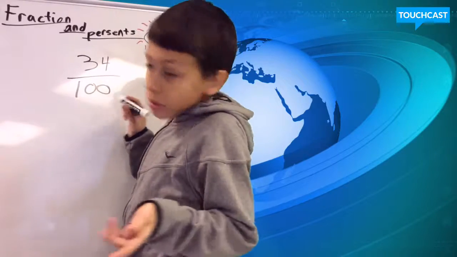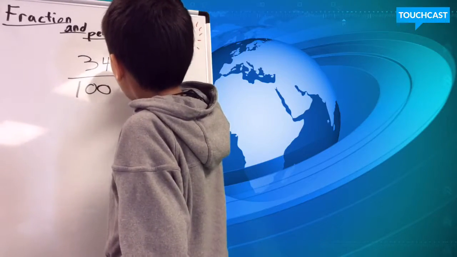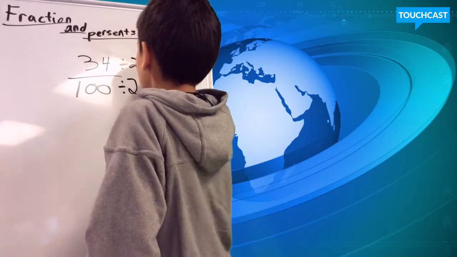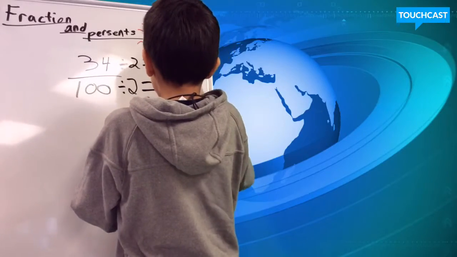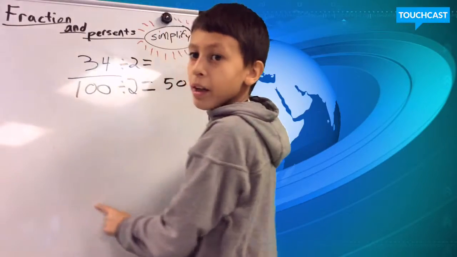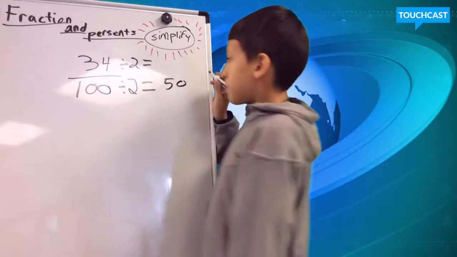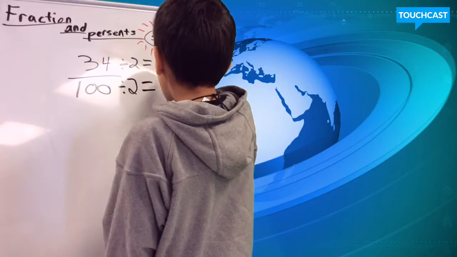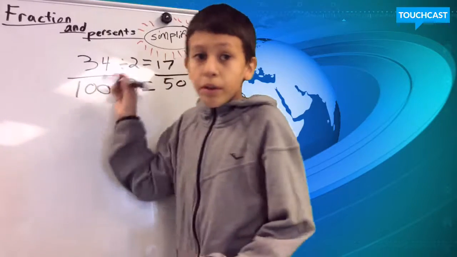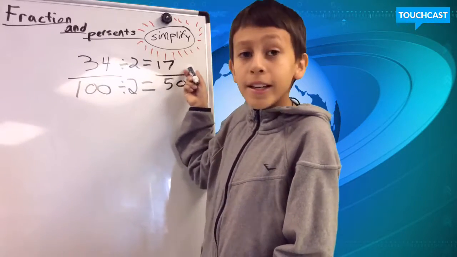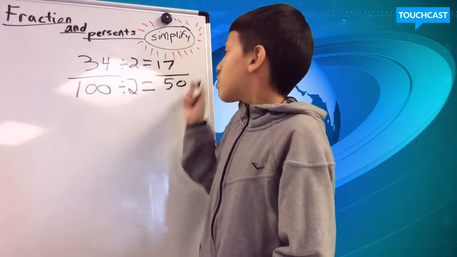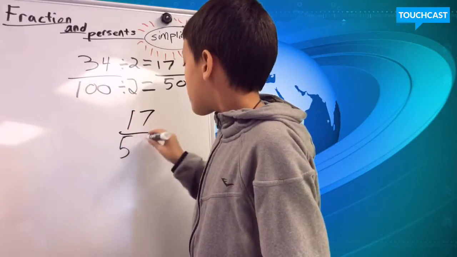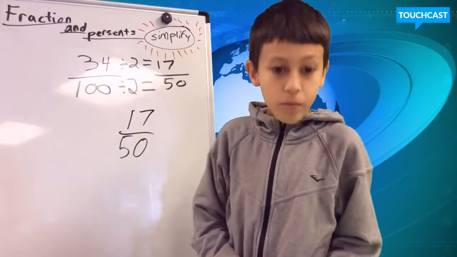So what you do is divide. How about we try dividing it by 2? So 100 divided by 2 equals 50, and 34 divided by 2 equals 17. Can we divide it even more? No, we can't, because 17 is a prime number. So our final answer is 17 over 50.